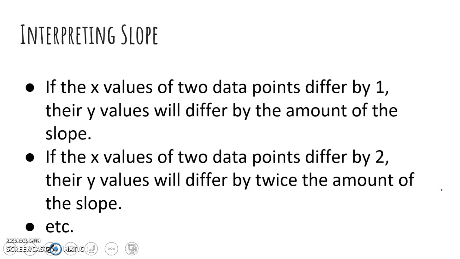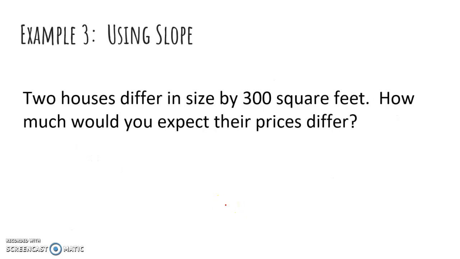So if I tell you that the x values of two data points differ by, say, 17, and then you want to know how much the y's will differ. Well, you can plug everything into the equation twice and see what the difference is, or you can just follow this rule and say, well, if the x's differ by 17, then that means that the y's will differ by 17 times the slope. And remember, m represents slope.